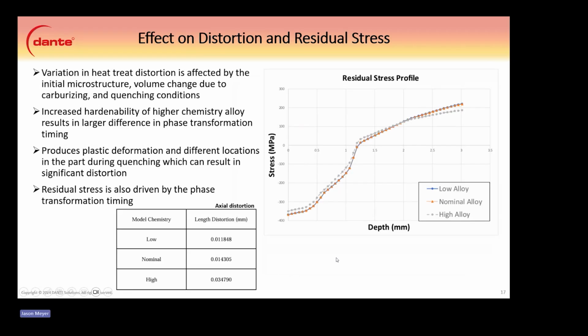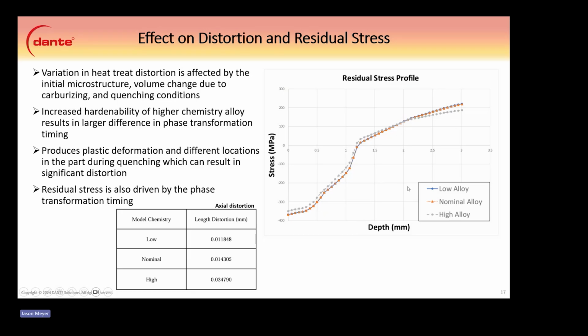And the last thing we have here is the effect on distortion and residual stresses. So the variations are affected by the initial microstructure, the volume change, carburizing, and the quenching conditions. We can see through this plot here, the residual stress that was predicted for this is pretty similar again for the low and nominal alloys. But the high alloy has a little bit less compression and a little bit less tension here through the core, and really kind of shows the martensite transformation that happens.